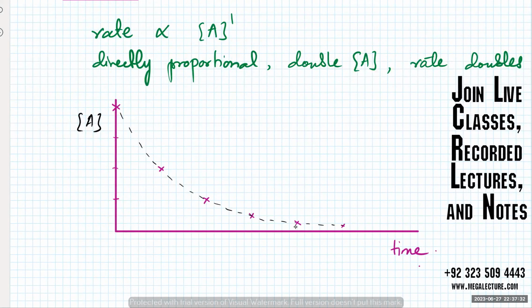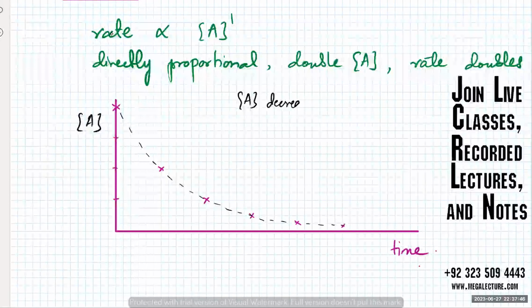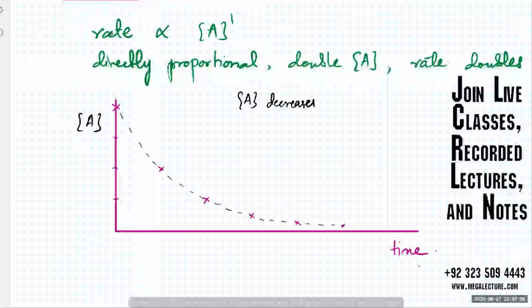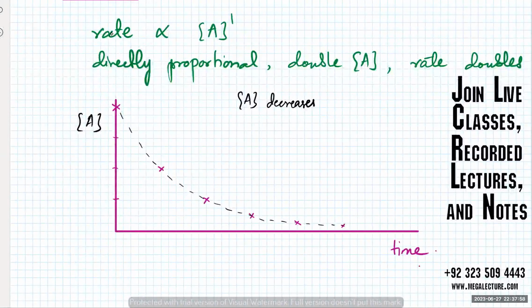So basically, what will happen is if A concentration decreases, the rate of the reaction decreases. I mean, most reactions happen this way. Like if you pour Pepsi into a glass, you get a lot of bubbles initially, and then the reaction slowly slows down. You get fewer and fewer bubbles. So yeah, as the concentration of the reactant decreases, rate decreases.